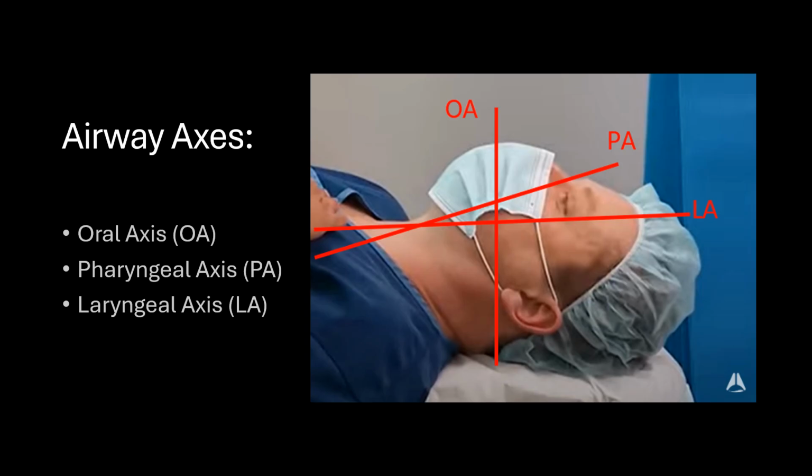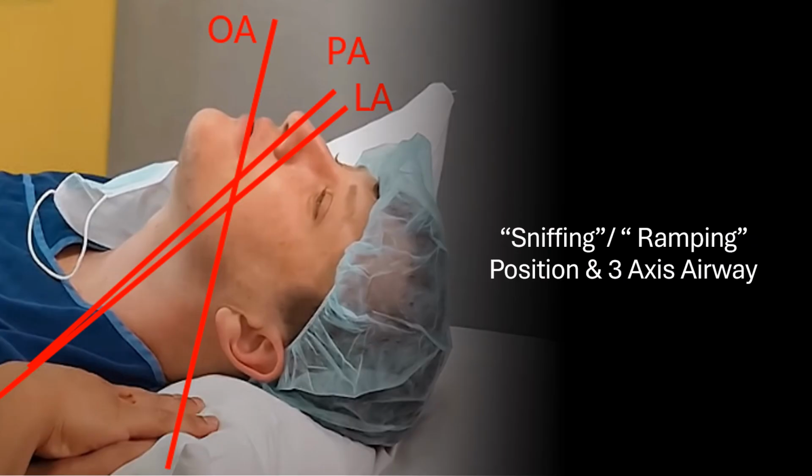The 3 axes together, as you can see, creates like a right angle triangle. In order to successfully intubate someone, the goal is to align the pharyngeal and laryngeal axis, and we're going to talk about how we do this. So how we get the laryngeal and pharyngeal axis aligned is to utilize what we call a sniffing position or ramping position. And there are multiple ways you can do this.